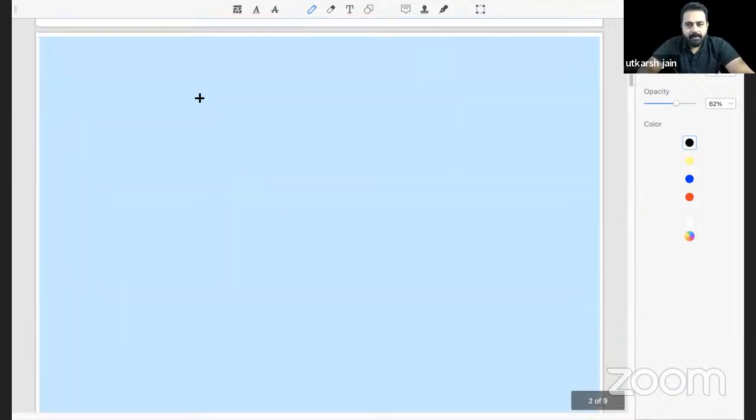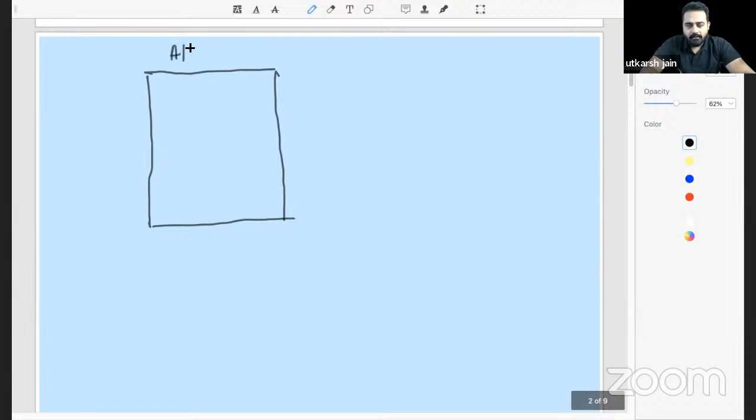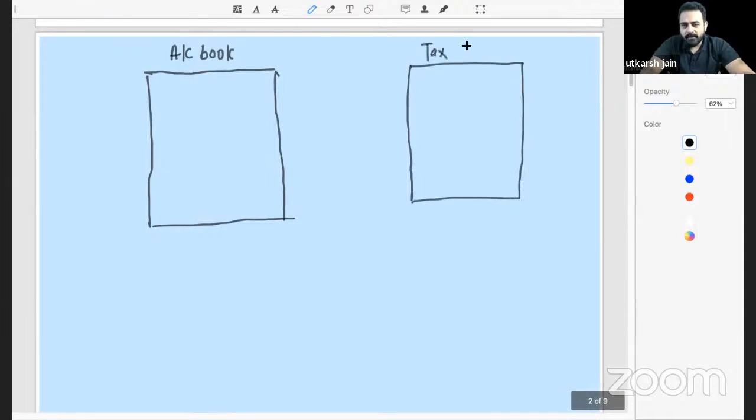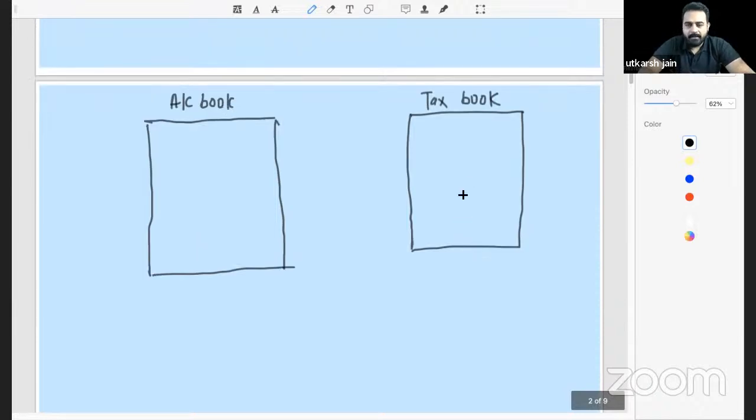So every organization will prepare a book, and again, for simplicity, I'm going to draw them like a box, and we are going to visualize them. So we're going to say an organization prepares a book. One is called the accounts book, and the second book, we'll call it the tax book. So both of them are books of account, but one of them we're going to call the accounts book, and one of them the tax book. Okay. What's with the accounts book and tax book? Why does an organization require to prepare two separate books?